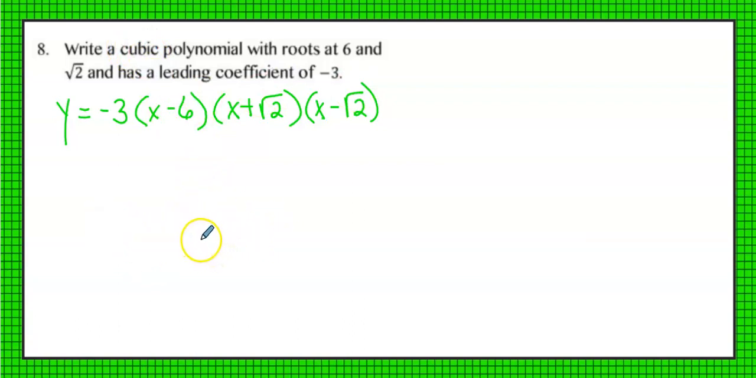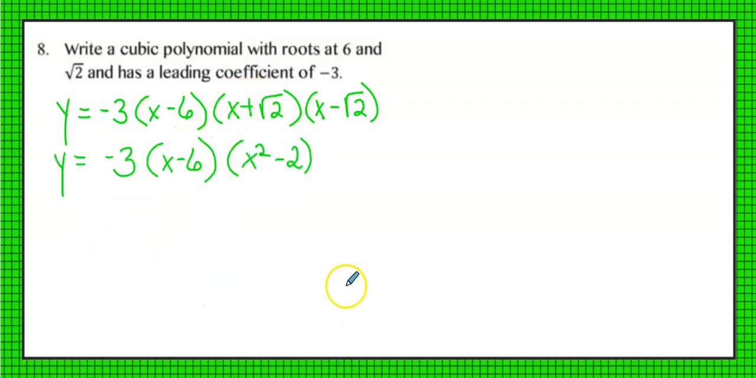Again, I would encourage you to pause your video and see if you can go ahead and multiply everything out and see what you get. So I'm going to go ahead and restart it at this point because I did multiply my x plus root 2 and my x minus root 2 and got x squared minus 2. And so now I'm going to multiply these two binomials together and then multiply the -3 in last.